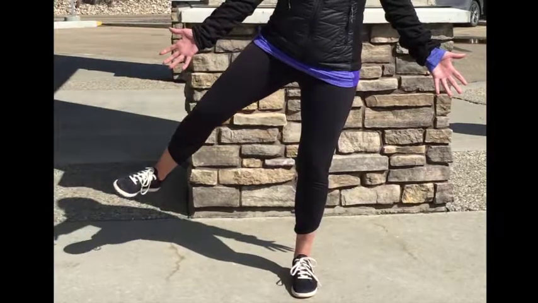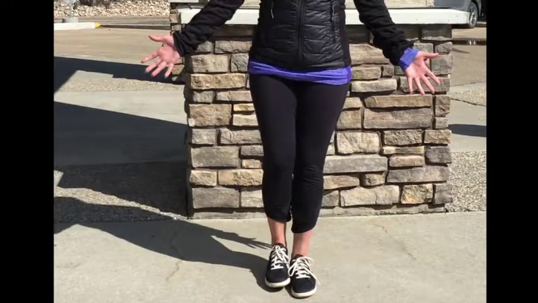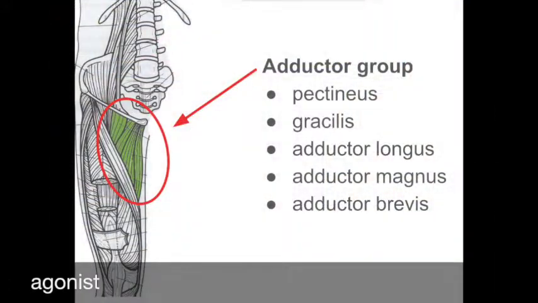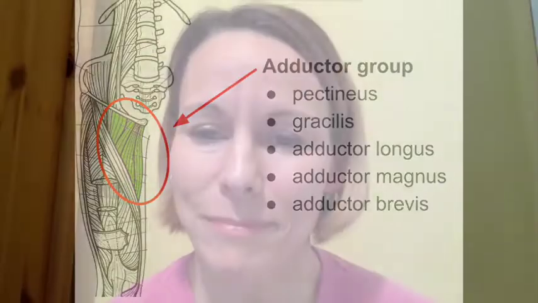From the side, the leg moves in toward the midline along a frontal plane. The agonist or prime mover of hip adduction is the adductor group. The 5 adductor muscles are the pectineus, gracilis, adductor longus, adductor magnus, and adductor brevis. The adductor muscles attach to the pelvis and femur, crossing over the inside of the hip joint. The muscles generate force and pull on the bones. That's hip abduction and adduction.